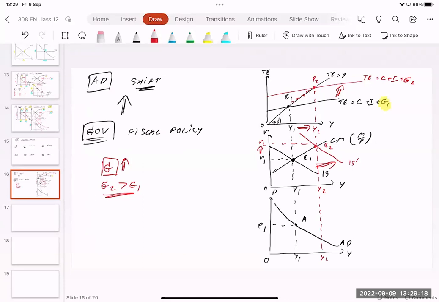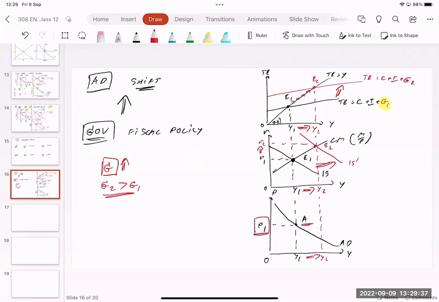Okay, Y1, Y2. In this case, P is the same, right? P is the same because here we're focusing on the change of G only. The price level is the same. So when G increases, the IS curve shifts to the right. GDP increases from Y1 to Y2.